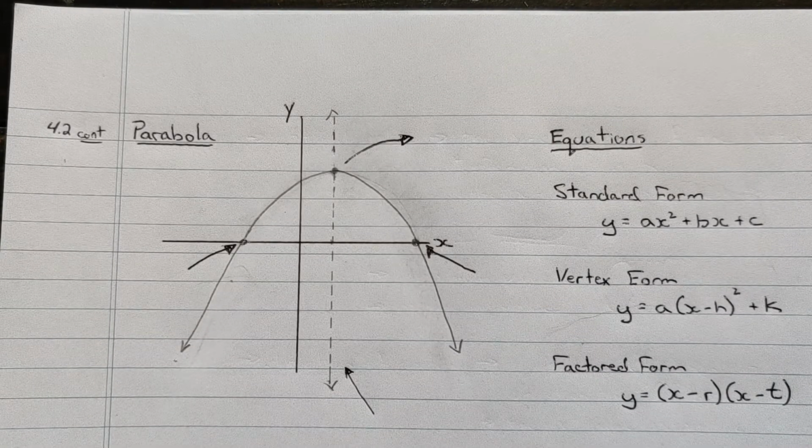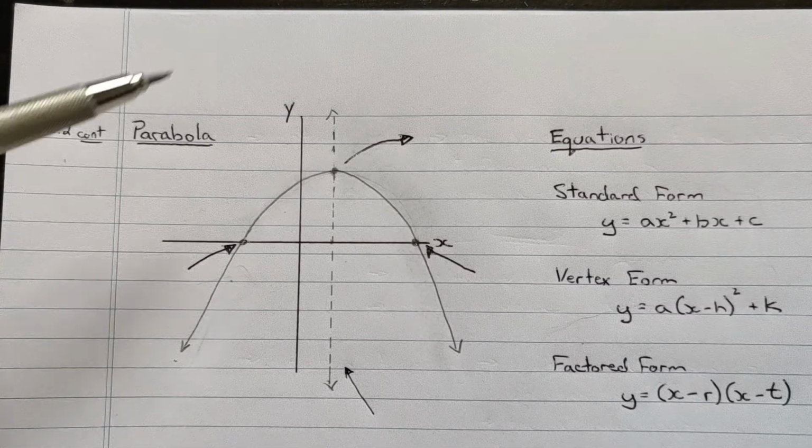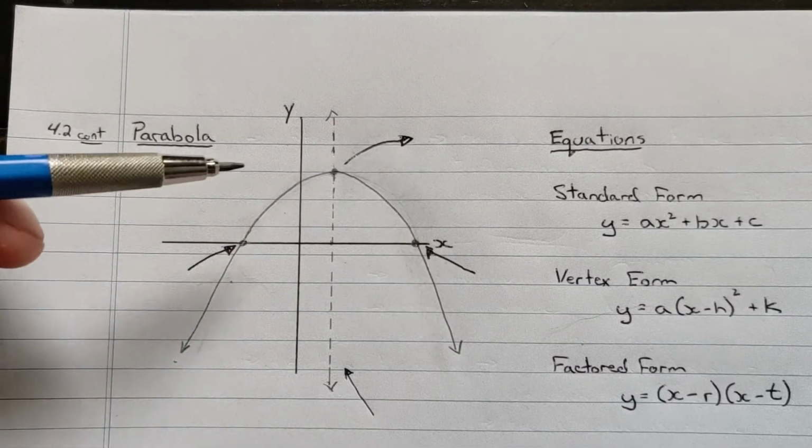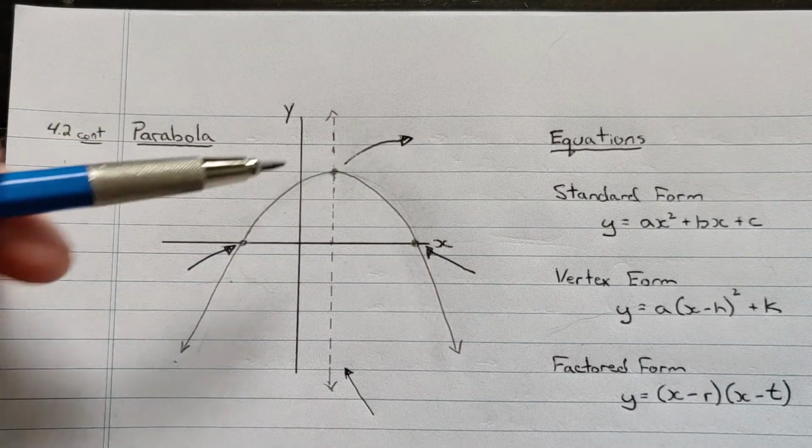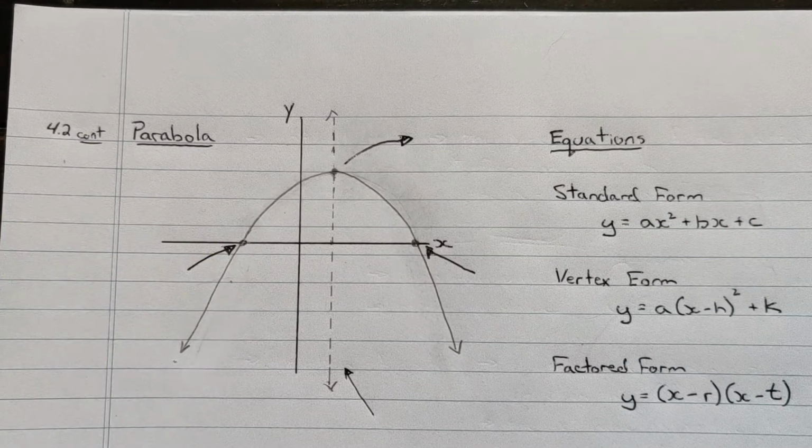So continuing our look at the parabola and the concept of quadratic relation, here we have our parabola drawn out. And so we have that U-shaped graph. In this case, it's opening downwards. And I've labeled a few of the key parts of the parabola that we need to know.